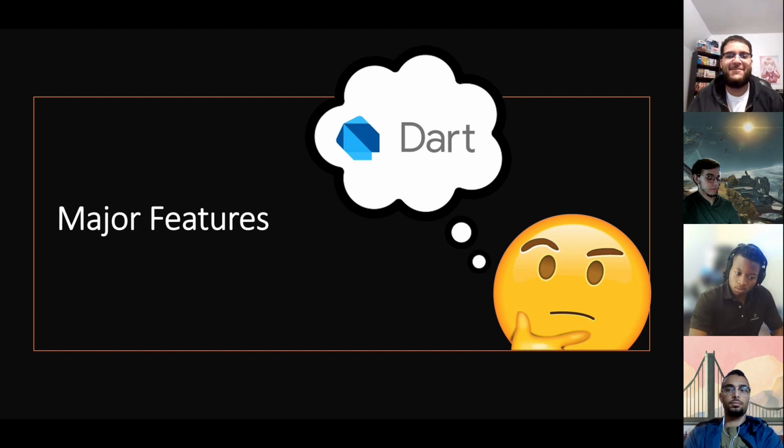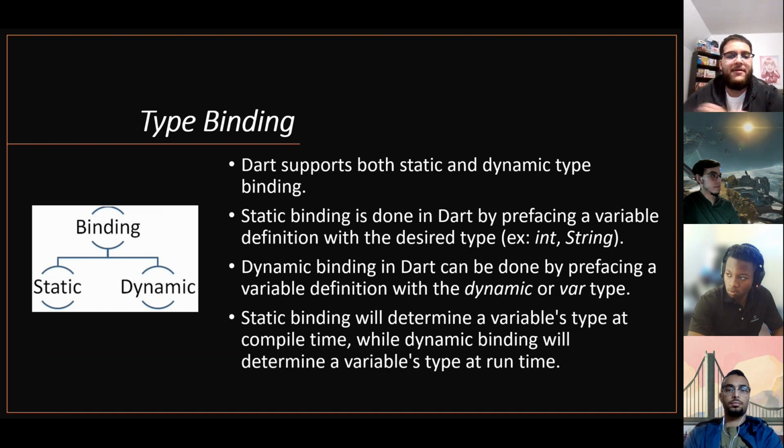So now getting into some of the major features of Dart. Dart supports two types of type binding. It supports both static and dynamic type binding. Static type binding is done by prefacing a variable that you want to declare with the desired type of that variable. So if you want to declare a variable with an integer type, you would just preface it with the type int, or if you wanted to create a string, you would preface it with the type String.